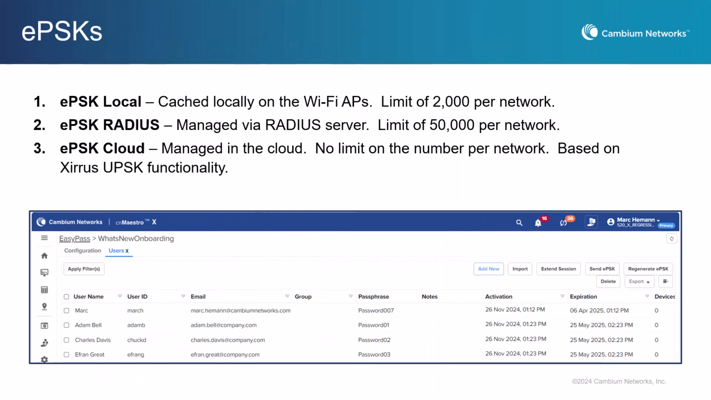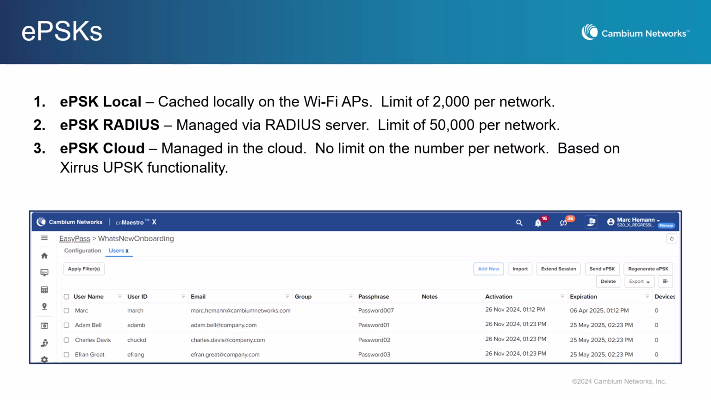EasyPass onboarding expands Cambium Network's enhanced pre-shared key technology with the addition of a cloud-managed version. So now Cambium supports 3 versions of the EPSK. EPSK Local, which is where EPSKs are cached locally on the Wi-Fi access points and have a limit of 2,000 per network. Next is EPSK Radius, and this is where the EPSKs are managed via a Radius server with a limit of 50,000 per network.